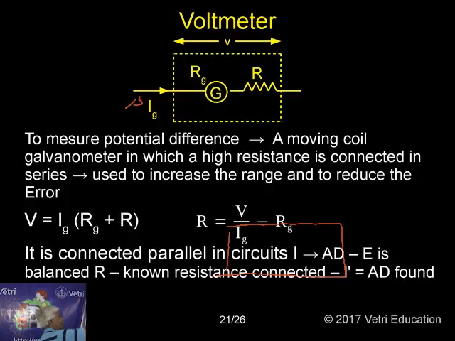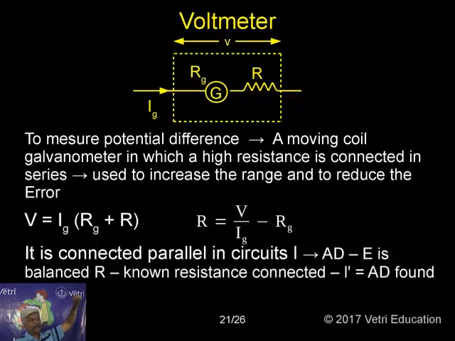Now, how can the moving coil galvanometer be converted into a voltmeter? A voltmeter is an instrument used to find out the voltage. With the same argument, take a moving coil galvanometer: a low resistance connected in parallel becomes an ammeter, but a very high resistance connected in series with the moving coil galvanometer becomes a voltmeter. This is used to increase the range and reduce the error.